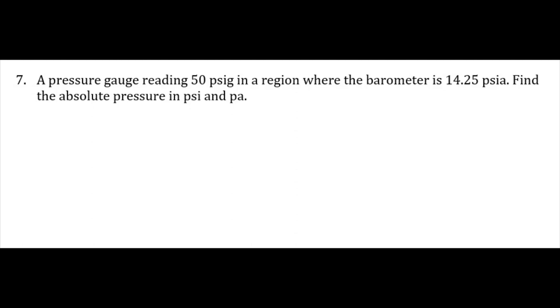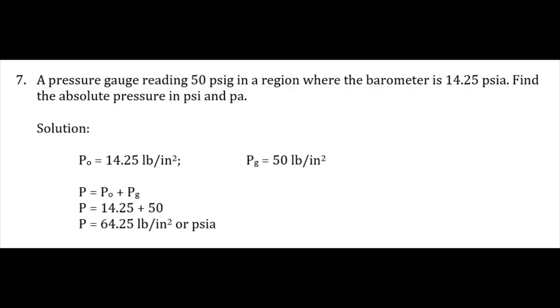Exercise number 7. A pressure gauge reading 50 psig in a region where the barometer is 14.25 psia. Find the absolute pressure in psi and Pascal. Writing the given. Using the formula that absolute pressure is equal to the sum of atmospheric and gauge pressure. Substitute the given values, so we have 64.25 pounds per inch squared, or psia.